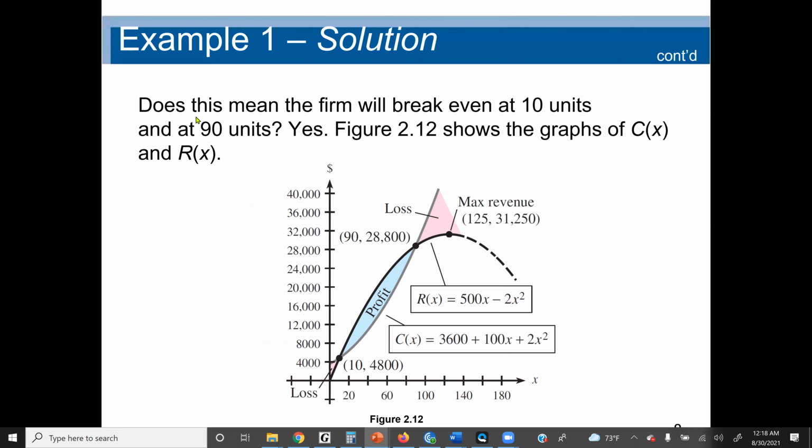So here we can plot, we can see from the graph we have our break-even point, and 90, and also 28,800.